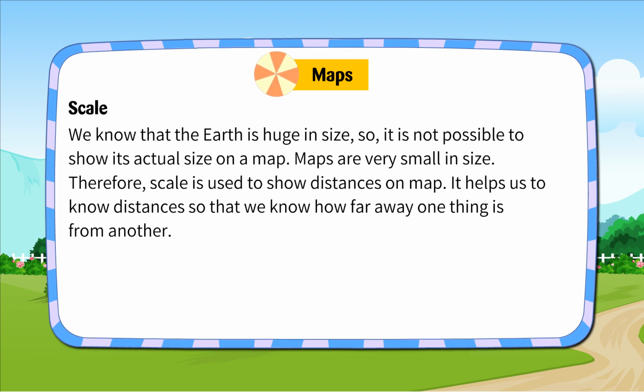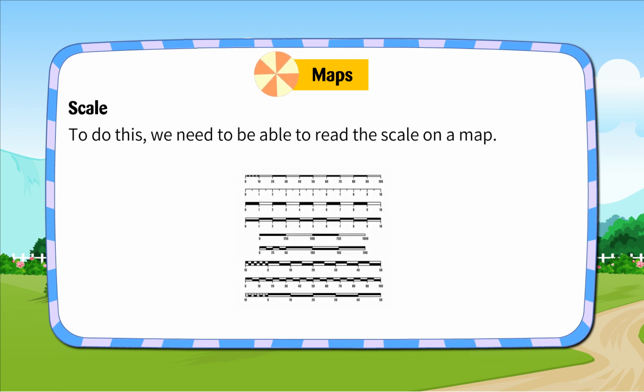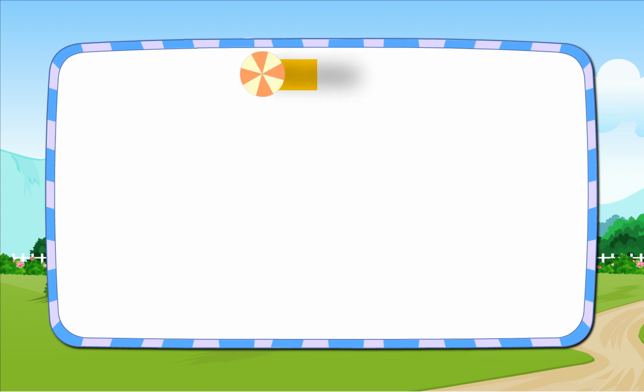Scale. We know that the earth is huge in size, so it is not possible to show its actual size on a map. Maps are very small in size. Therefore, scale is used to show distances on a map. It helps us to know distances so that we know how far away one thing is from another. To do this, we need to be able to read the scale on a map.